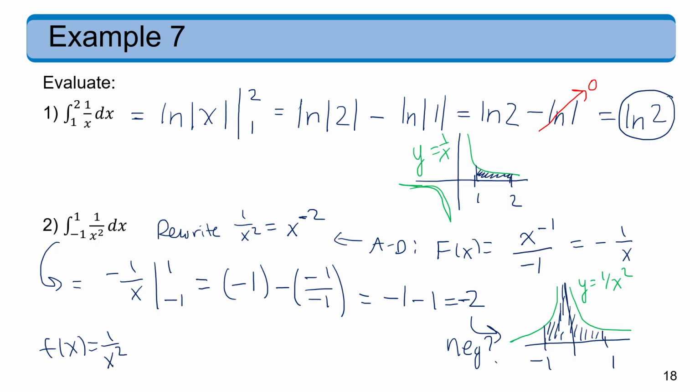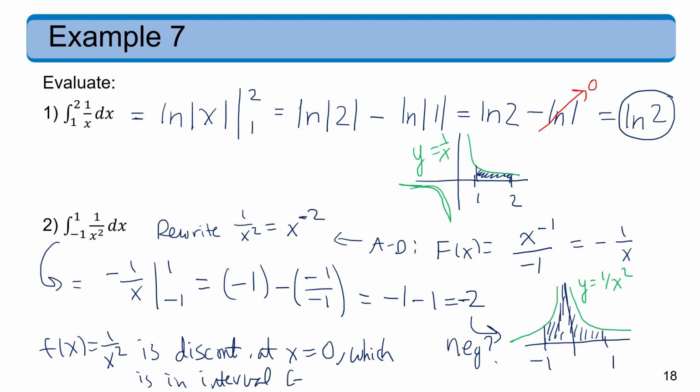Notice the vertical asymptote here at 0. And that is related to the fact that this is discontinuous at 0, right? It's undefined at x equals 0, which means it has to be discontinuous there. And the issue is the interval we're integrating over, -1 to 1, includes 0. Right? So it's discontinuous at x equals 0, and the interval includes 0.